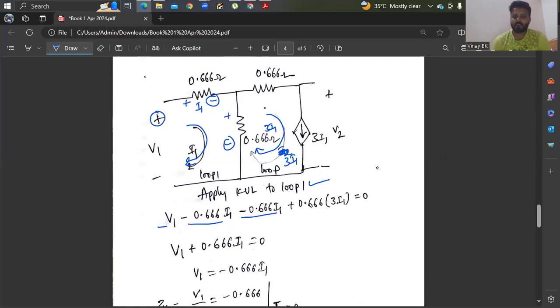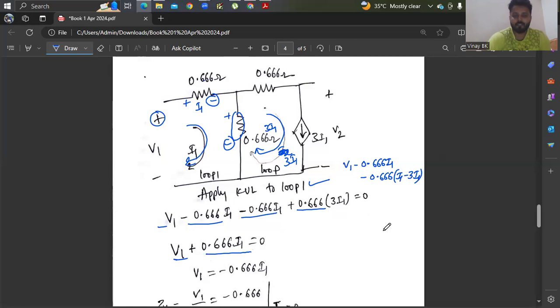So minus 0.666 I1 plus 0.66 into current flow. So this is 3I1. If you want to know, V1 minus 0.666 I1 minus 0.666 into I1 minus 3I1. That is nothing but minus 0.666 into minus 2I1, that is nothing but plus 2I1. So if you simplify this, you can get V1 plus 0.666 I1 equals 0.